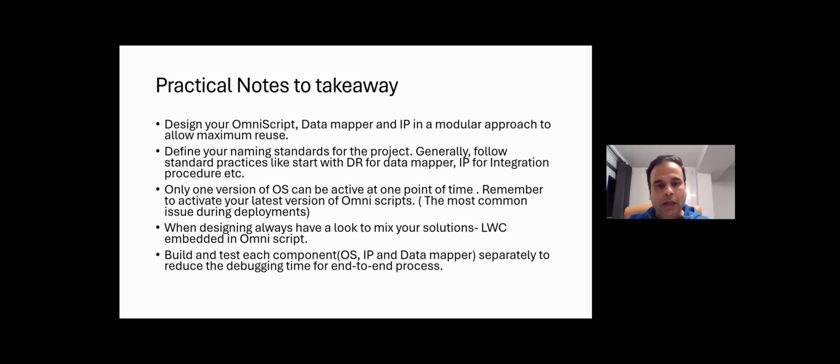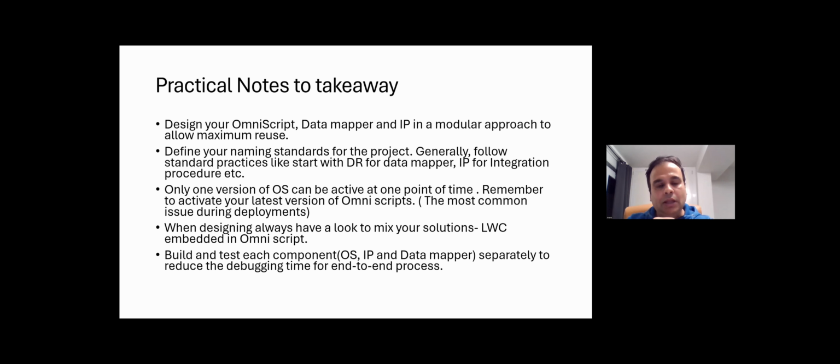If you are an architect or designer for your OmniStudio project or an industry cloud project, I request you to design all these components and keep a catalog of them, and when you're designing a new OmniStudio component, always see if there is an integration procedure or a data mapper which you can reuse in your new OmniScript. That way, you reduce your cost of implementation, and from a maintenance perspective, it will be easier to maintain. So that's my first feedback.